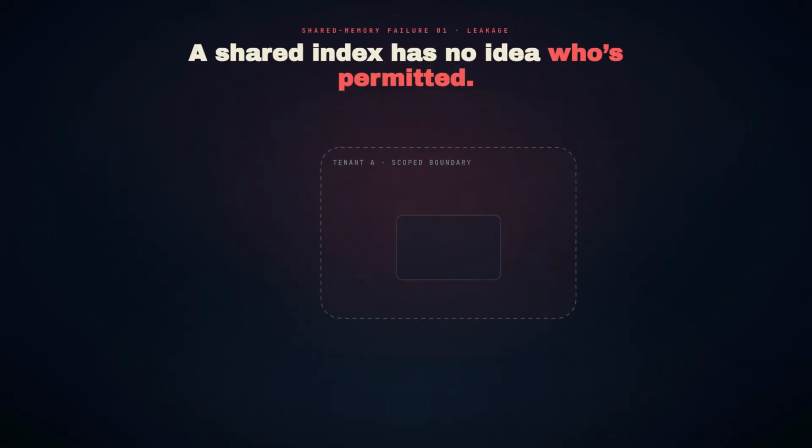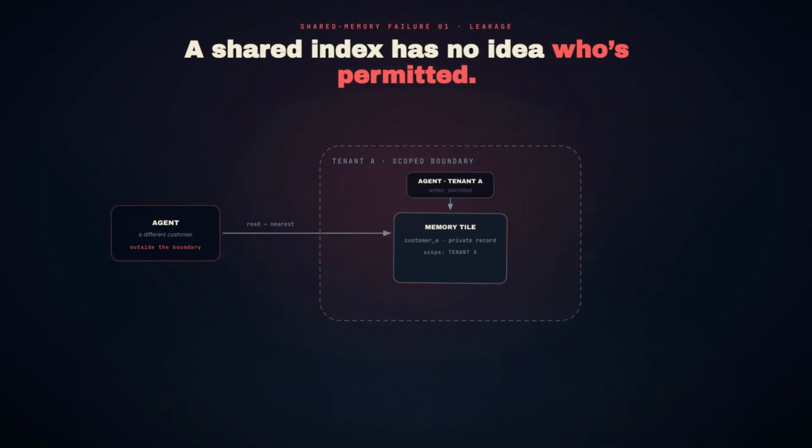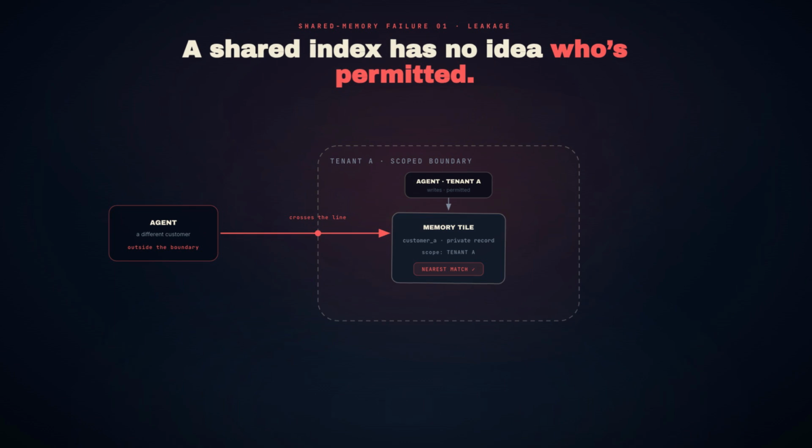Failure 1. In the demo, every agent could read everything, and that was fine. I trusted all 2 of them. Then a memory I'd written for one customer showed up in an answer for a different customer. Nothing was hacked. The retrieval just did its job. It returned the nearest match, and nearest has no idea who's allowed to see it. Watch that red cross the boundary and the tile bleed red.